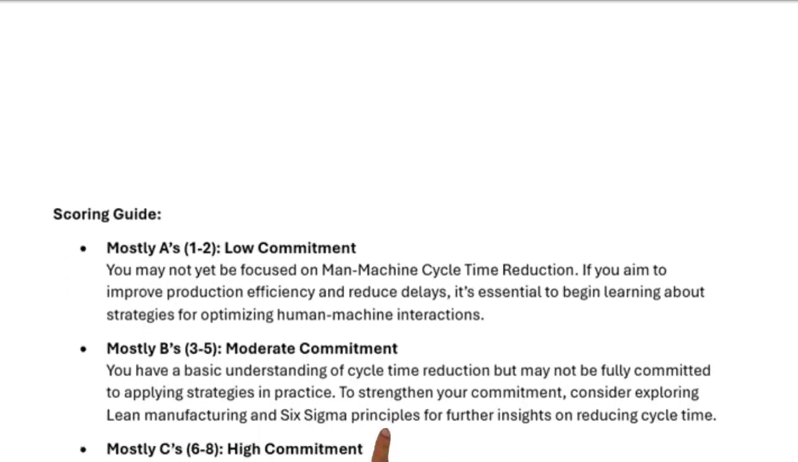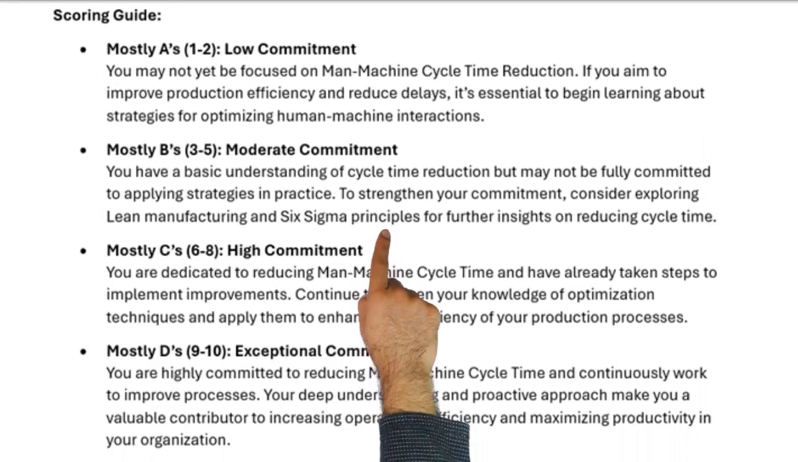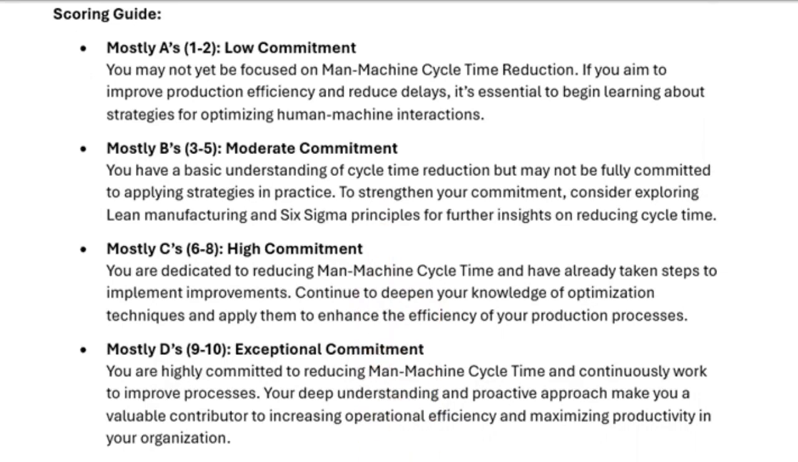Scoring guide. Mostly A's, 1 to 2, low commitment. You may not yet be focused on man-machine cycle time reduction. Mostly B's, 3 to 5, moderate commitment. You have a basic understanding of cycle time reduction but may not be fully committed to applying strategies in practice.